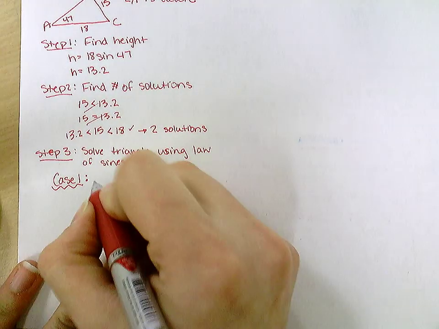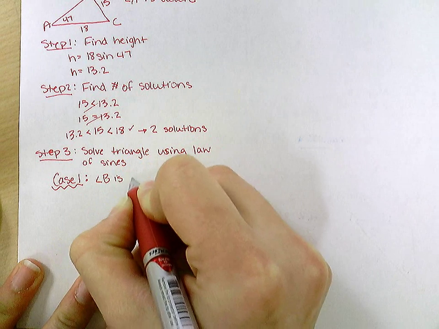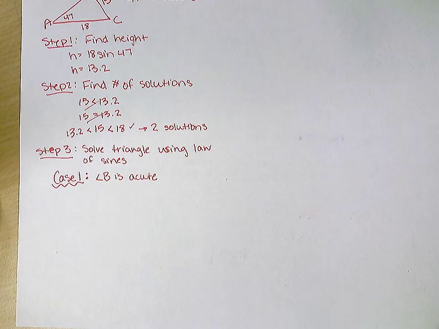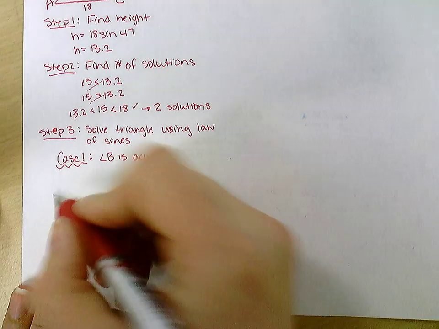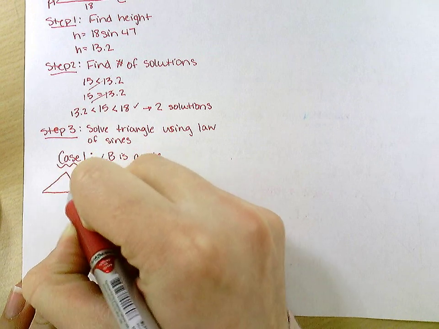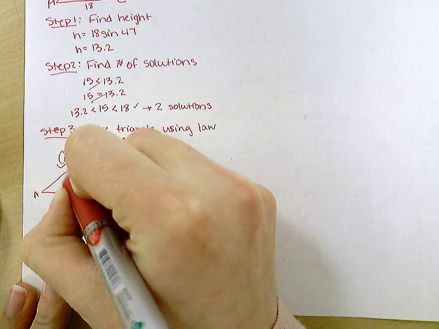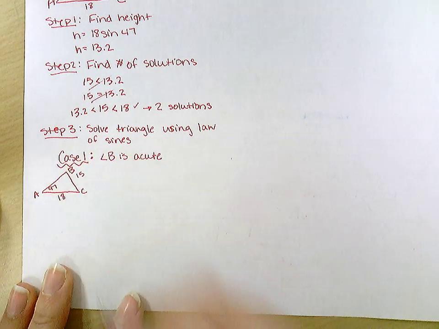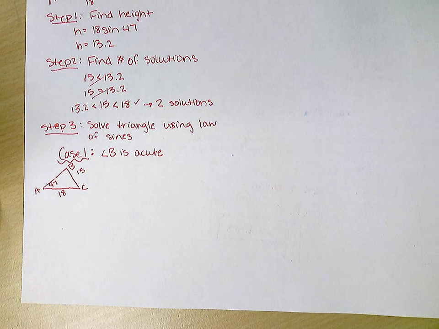This is where angle B is acute. Okay, so where angle B is acute, I'm just going to redraw a smaller triangle here like we had up top there. So we have A, B, and C, and we want to solve this triangle using law of sines just like we did in the example above.